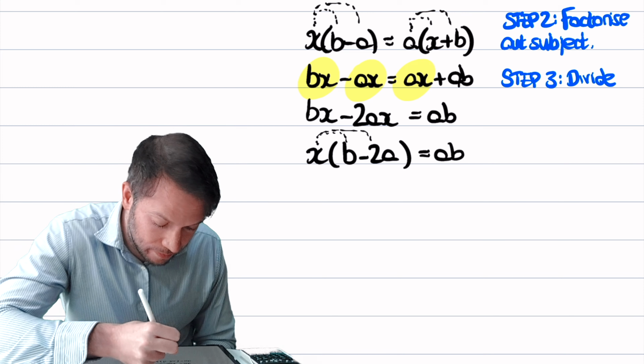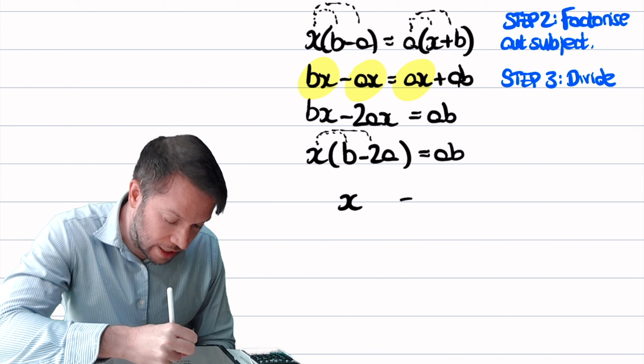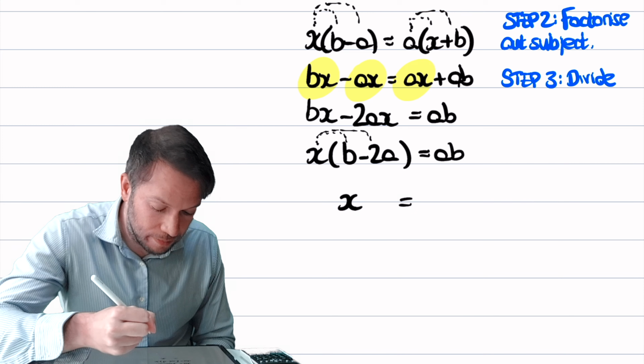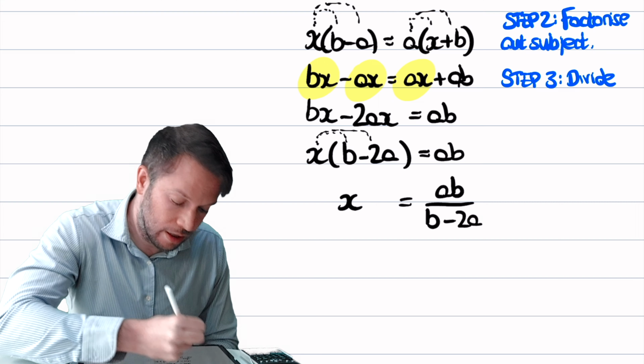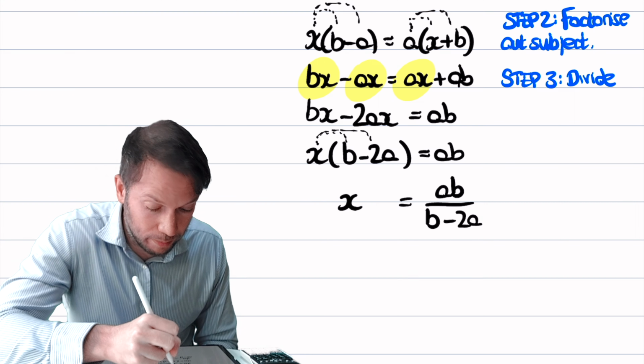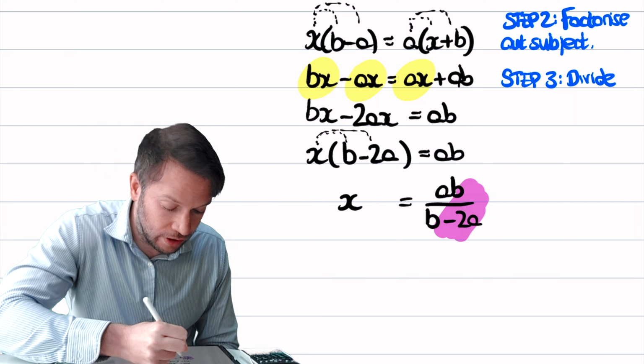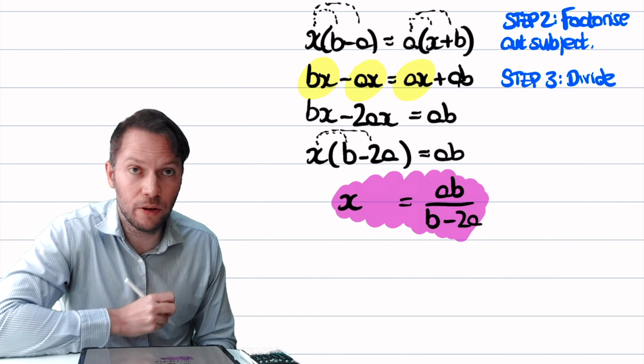So if we do that, the left-hand side is now just x. And if I divide the right-hand side by b minus 2a, you don't need the brackets, you get this. And that's the final answer because now x is on its own on one side of the equation, and we're done.